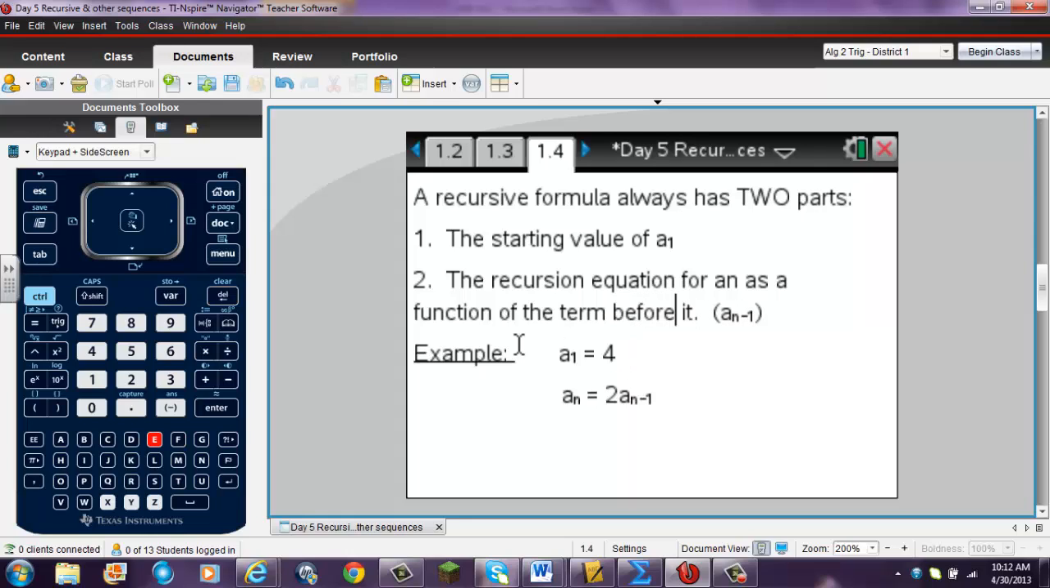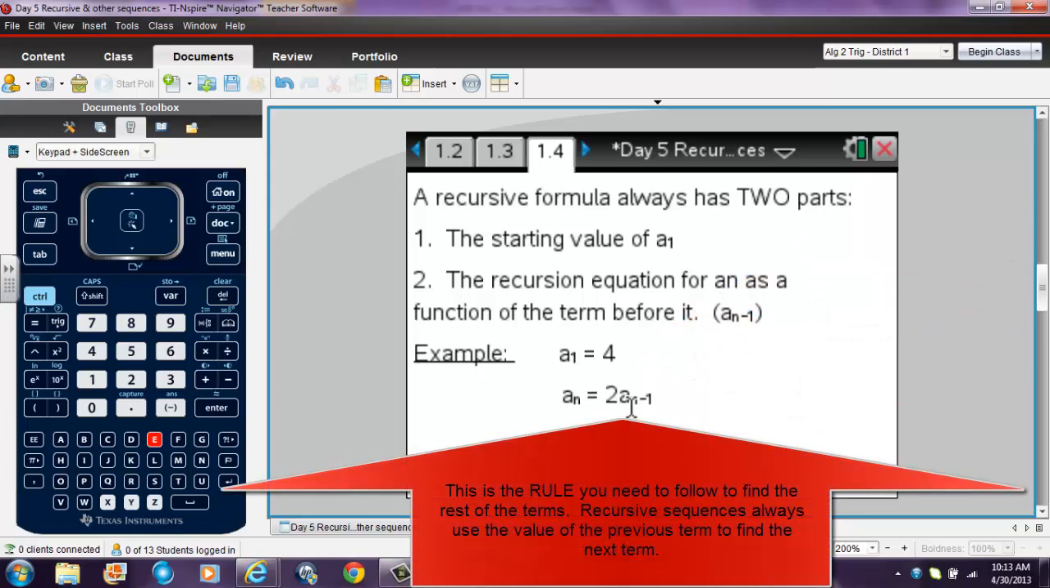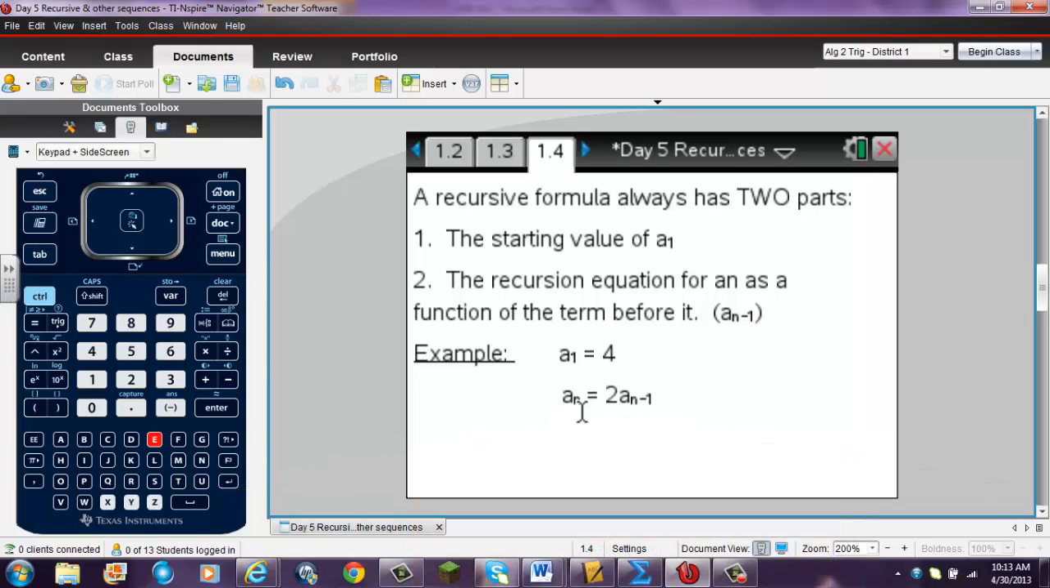So, for example, here I have a sub 1 is 4. That's the first term in my sequence. Then a sub n, each next term is 2 times the term before it, 2 times a sub n minus 1, which is the term before. So my first term is 4, my second term will be 2 times the first term, 2 times 4 is 8. My third term will be 2 times the second term, 2 times 8 is 16, and so on. And we'll do some problems on paper next.